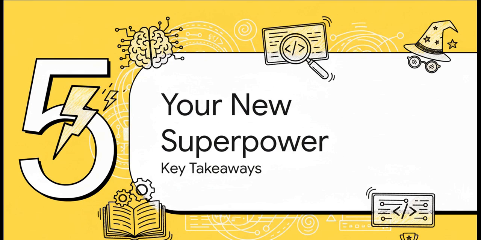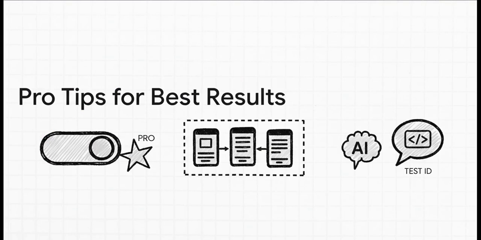Let's wrap this up with the most important takeaways and a few pro tips to help you hit the ground running. All right, here's some pro tips to get you the absolute best results. First, in Stitch, make sure you use Pro Mode. It just gives you higher quality designs to start with. Second, and this is a big one, always select all your screens before you export. You want to give the AI the full picture, the whole context.